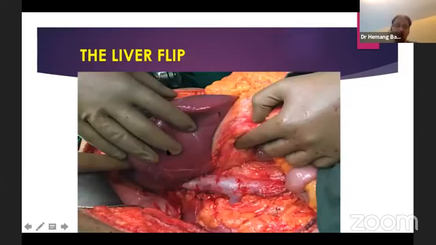So the liver flip is very important for these cases, and these cases we normally prefer to do open surgically. You divide the falciform ligament and the ligamentum teres, then go all the way, expose the layers of the coronary ligament and the triangular ligament on the right, and mobilize the liver all the way up to the left until you see the hepatic vein. So this is the right renal vein, this is the cava, and this is the liver flip.